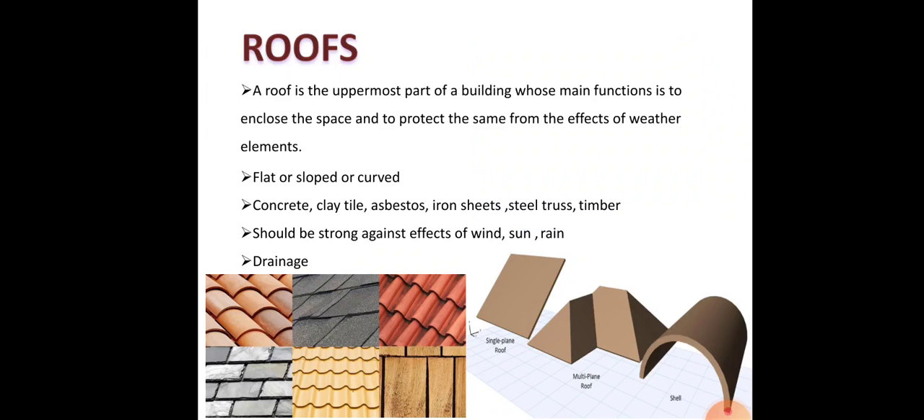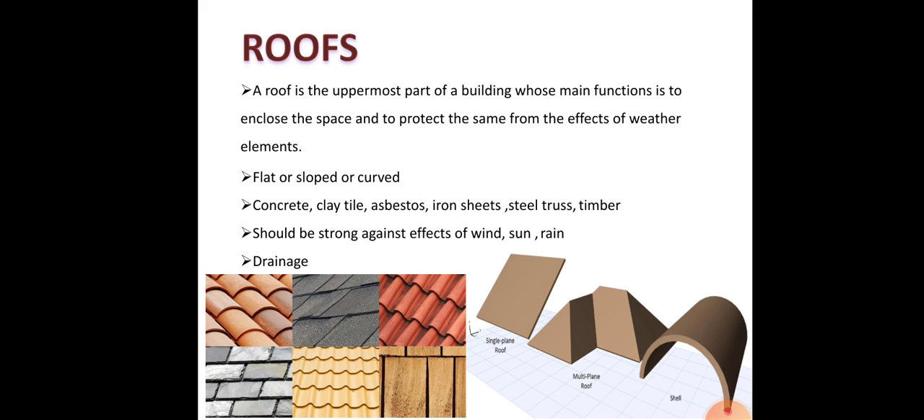Of course, next is the roof. Like the floor, the roof is also a very important part of a superstructure, and it is defined as the uppermost part of a building. The main function of the roof is to enclose the whole space and to protect the space from the effects of weather. It protects the building from the rain, from the sunlight, etc. There are different types of roofs which we will be discussing further, and it may be flat or curved or sloped, and there are various materials that we use for the construction of the roof, like concrete, clay tile, iron sheets, steel, etc.